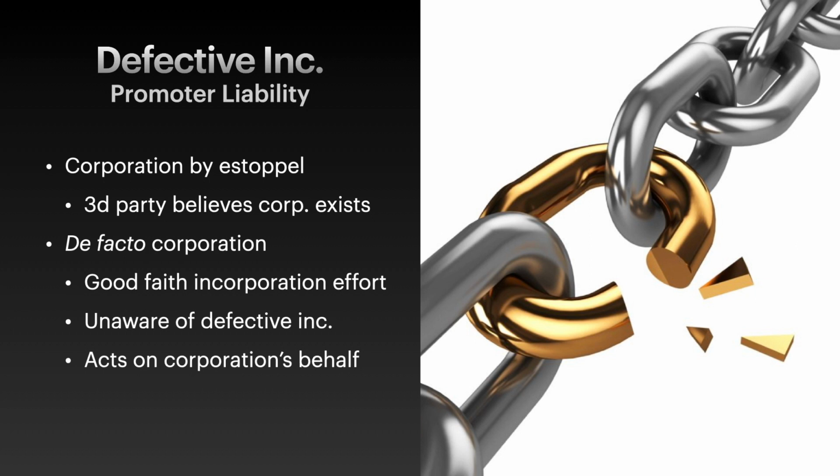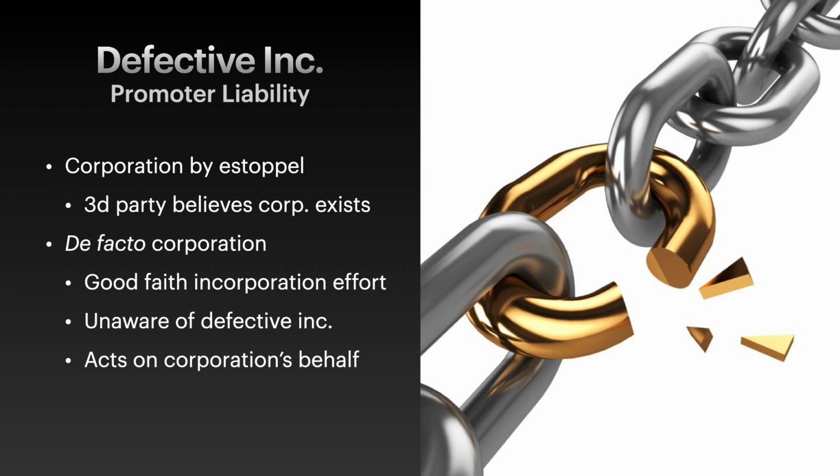The first doctrine that would give them limited liability, even though they didn't follow the formal requirements, is called corporation by estoppel. A corporation by estoppel occurs where a third party reasonably believes that a corporation exists. And since they thought they were dealing with a corporation when they got involved in the transaction, we're not going to give them the benefit of unlimited liability after the fact.